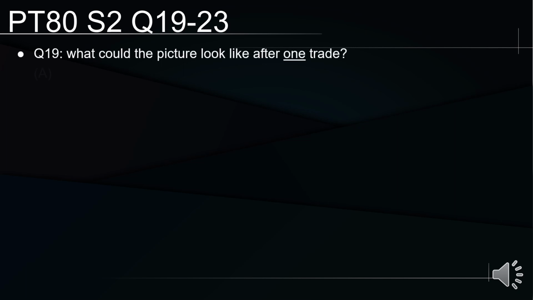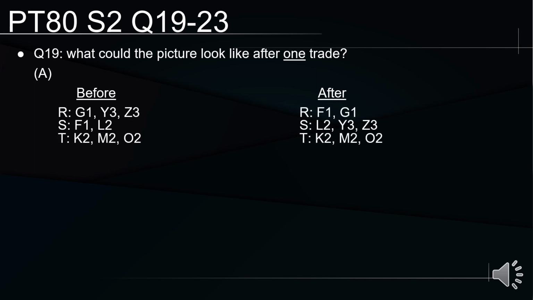So continuing on with this question, we'll start right up with answer choice A. So we'll have our handy before and after pictures here. And here we go. This one suggests that the after scenario, after 1 trade, we have R with F and G, S has L, Y, and Z, and T has K, M, and O.